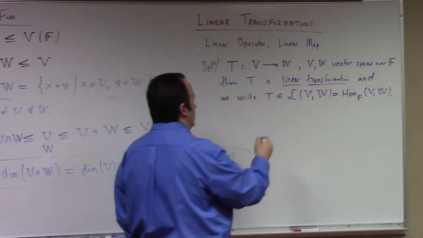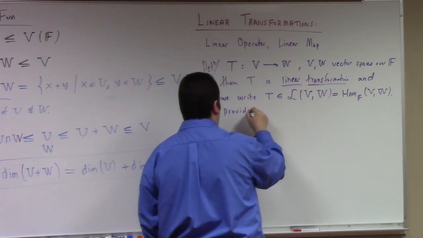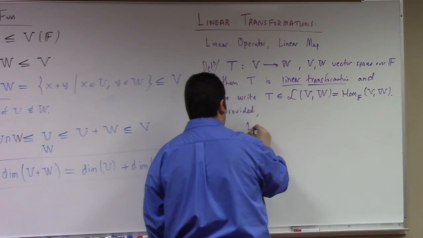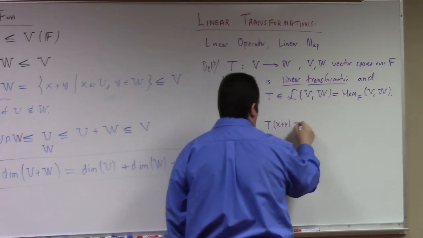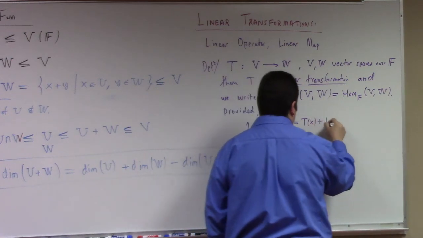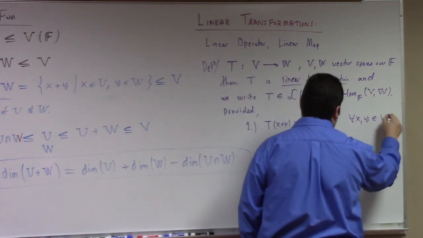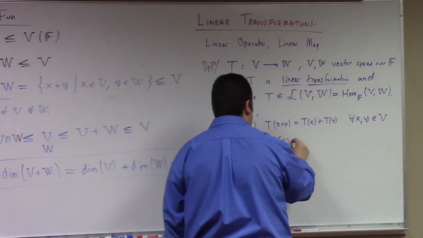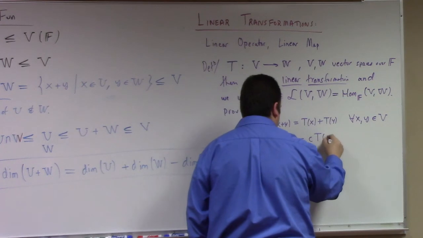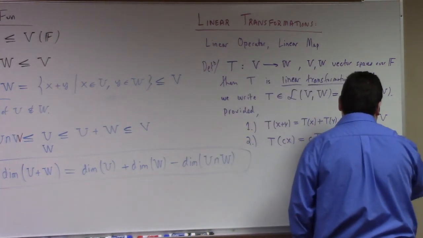Anyway, provided what? Two things. Number one, T(x + y) = T(x) + T(y) for all x and y in V. And two, T(cx) = cT(x) for all x in V and c in F.